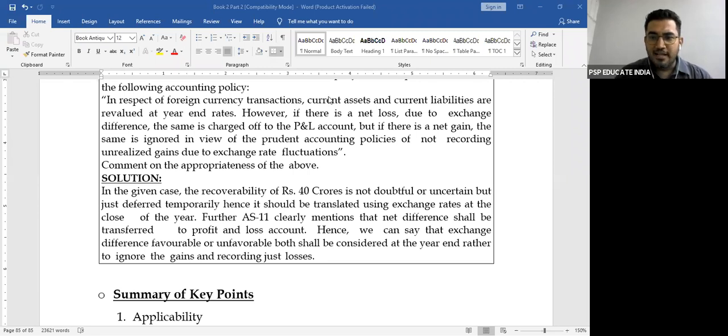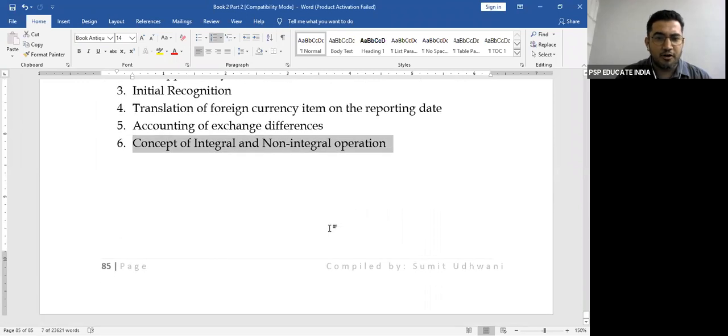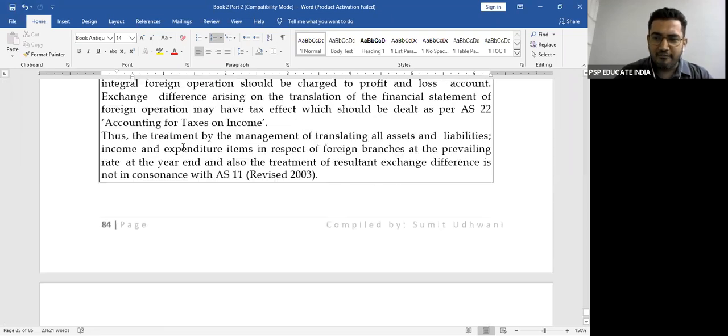Okay, let's quickly revise the entire accounting standard. Please pay attention. We have one point to cover, that is the concept of integral and non-integral foreign operation. Except that, the entire accounting standard is done. That's a very small theory concept. We'll cover that when we revise the entire standard.